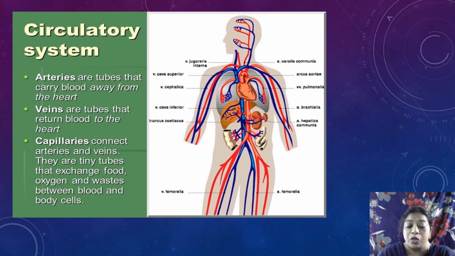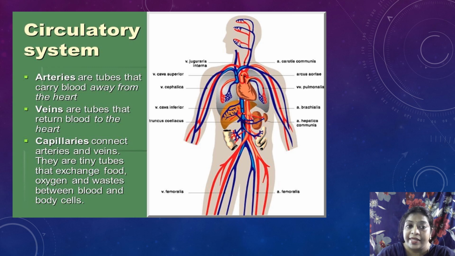And what happens to the veins? What are these veins? These veins carry the blood towards the heart. So the veins carry the blood towards the heart. They are also small tubules that return the blood to the heart. In other words, they carry the blood towards the heart.